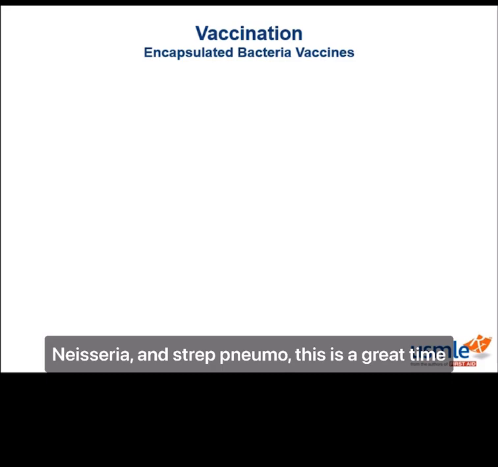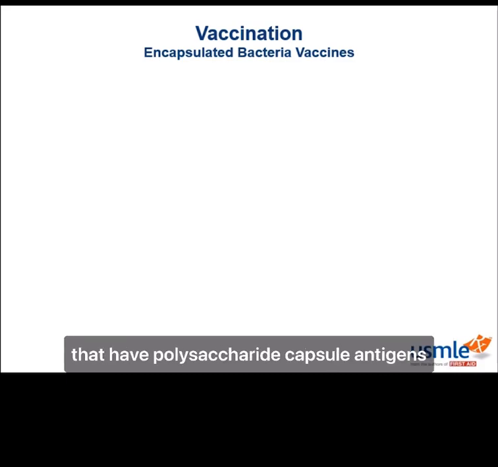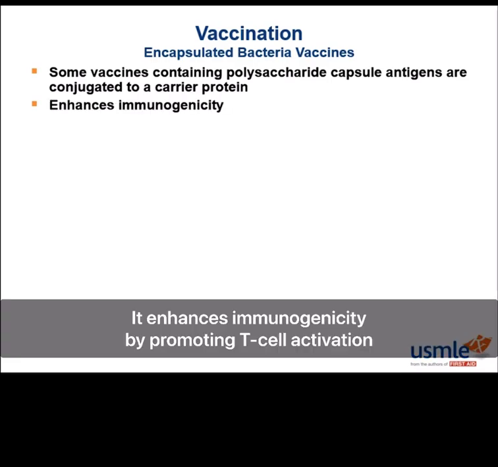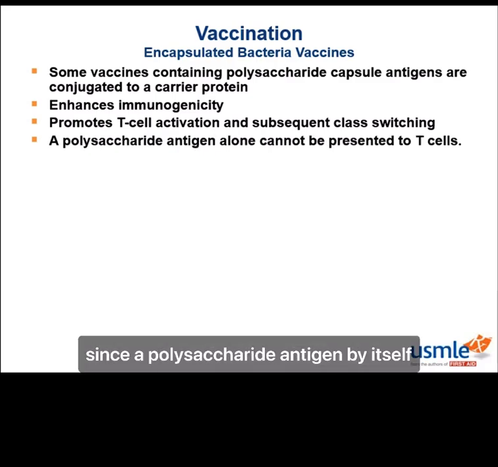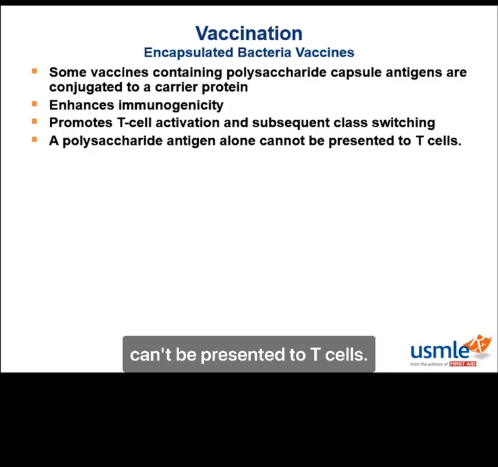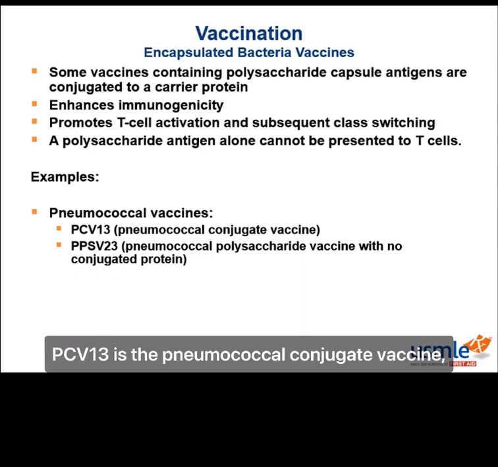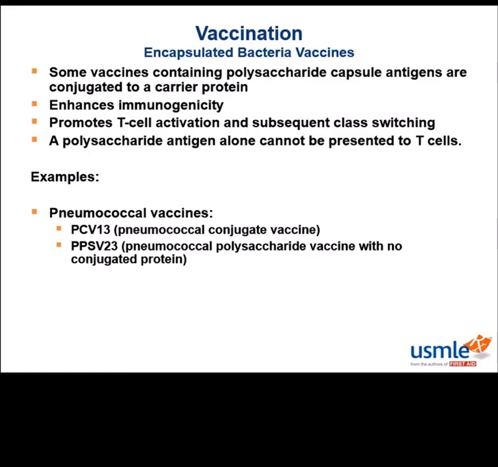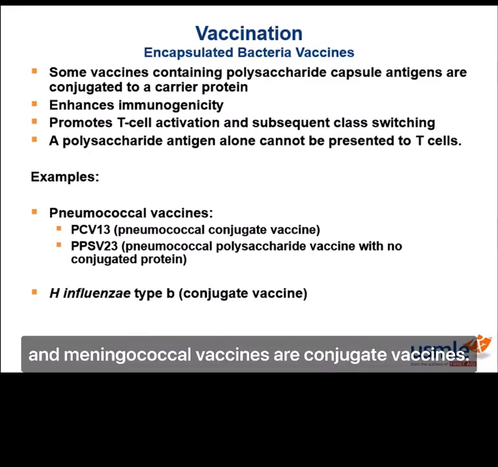Now, since we're talking about some encapsulated bacteria like Haemophilus influenza type B, Neisseria, and strep pneumo, this is a great time to mention that some vaccines that have polysaccharide capsule antigens get conjugated to a carrier protein. Now, how come? It enhances immunogenicity by promoting T-cell activation and class switching, since a polysaccharide antigen by itself can't be presented to T-cells. Now, of the pneumococcal vaccines, PCV13 is the pneumococcal conjugate vaccine, and PPSV23 is the pneumococcal polysaccharide vaccine with no conjugated protein. Both the H. influenza type B and meningococcal vaccines are conjugate vaccines.